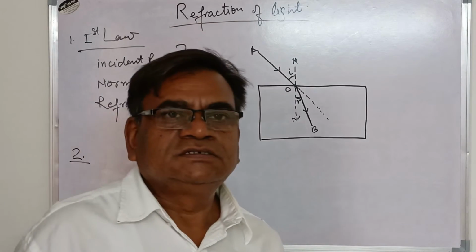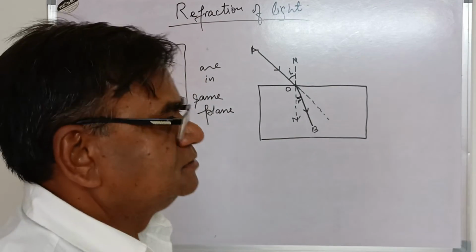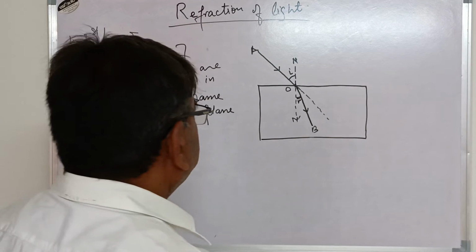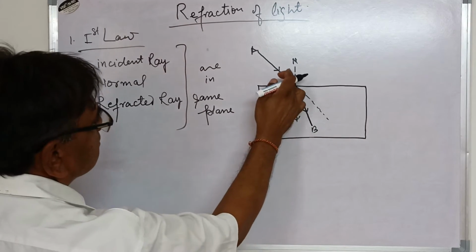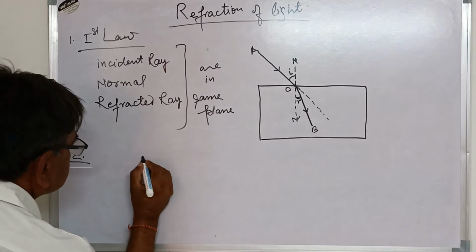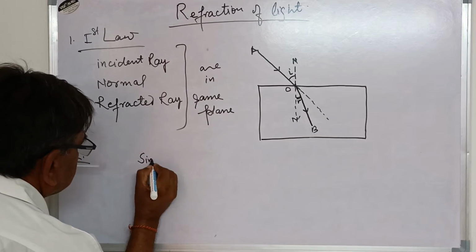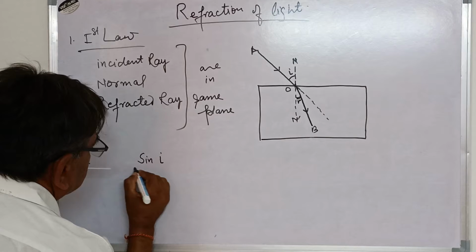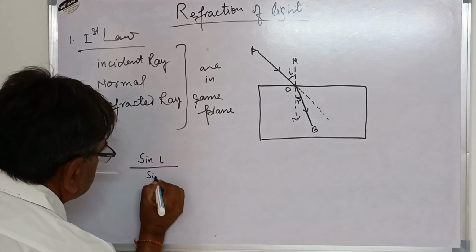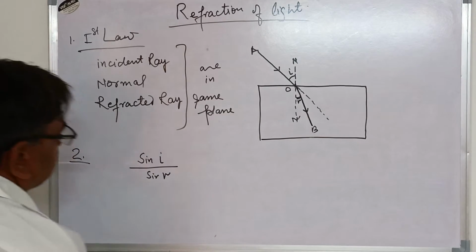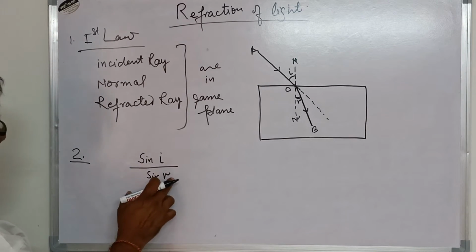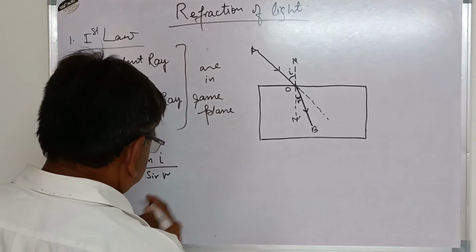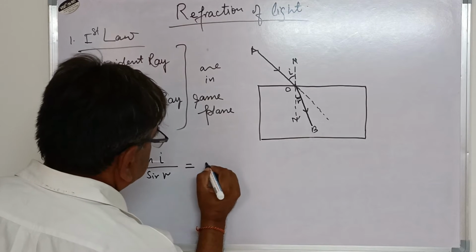The second law is known as Snell's law. Snell established that the sine of these angles, sine i upon sine r, the ratio of the sine of the incident angle and the sine of the refracted angle, is constant.